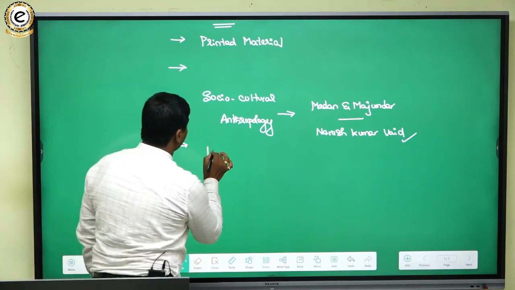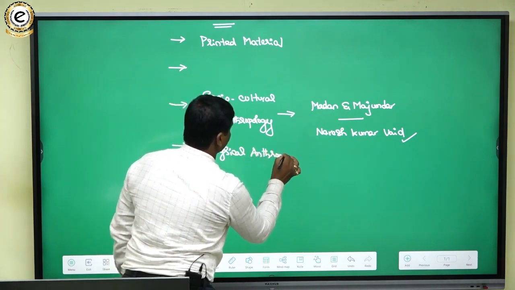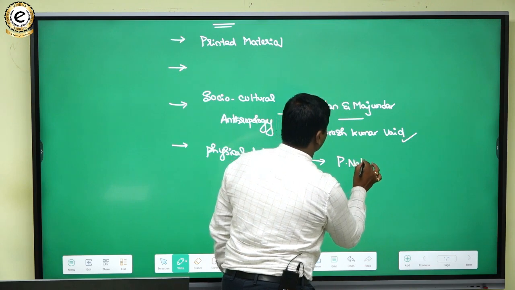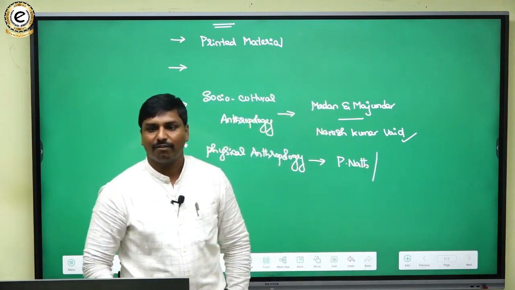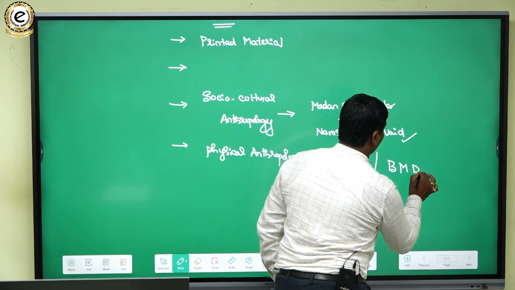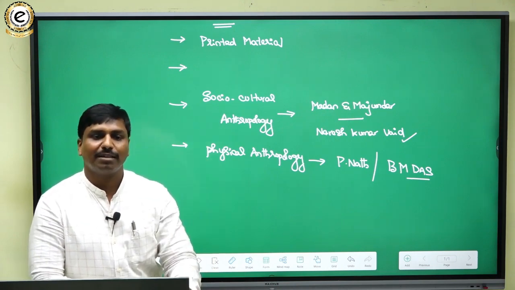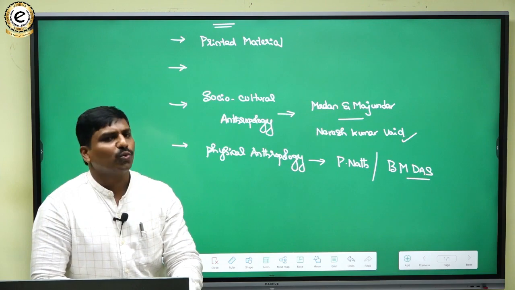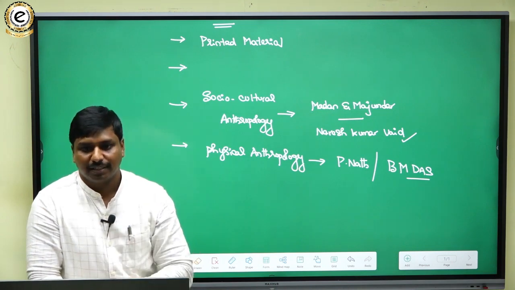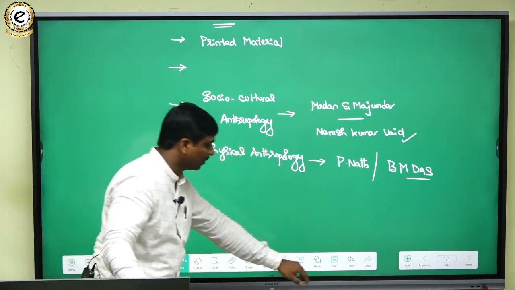Next, for physical anthropology or biological anthropology, you have one important book written by a scholar called P. Nath. This would be one reference for physical anthropology, P. Nath or B. M. Das. You can pick any one, and amongst them P. Nath would be the best. Just have a look at the language of the books, and whichever is comfortable for you, you can proceed. Both of them would be good.